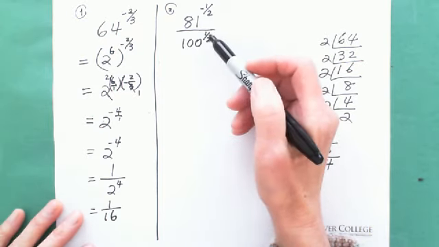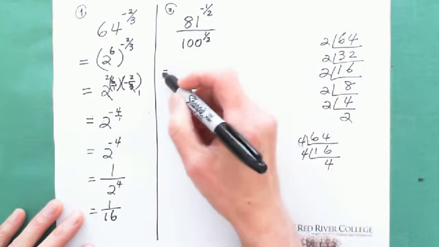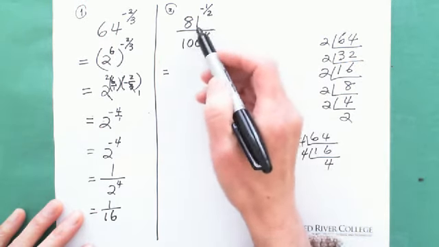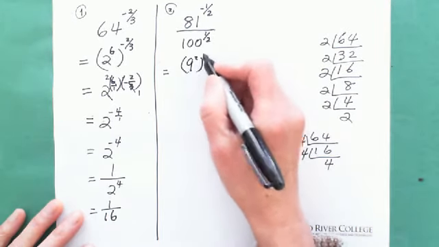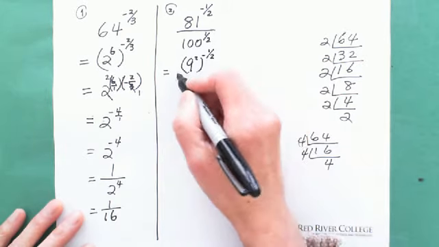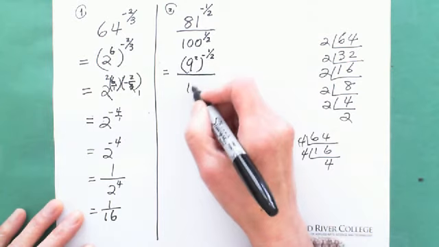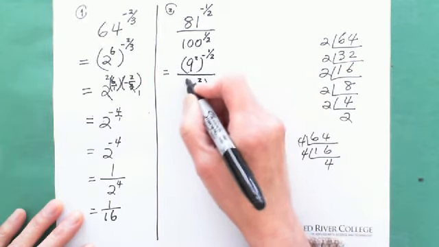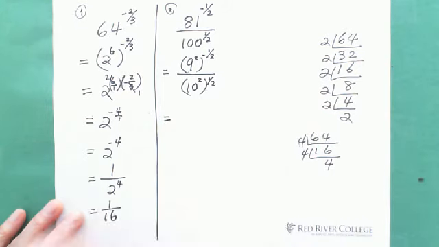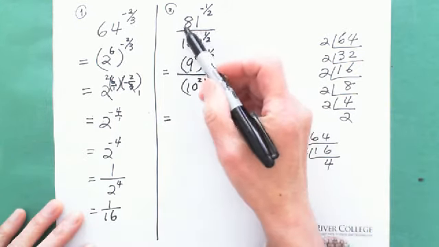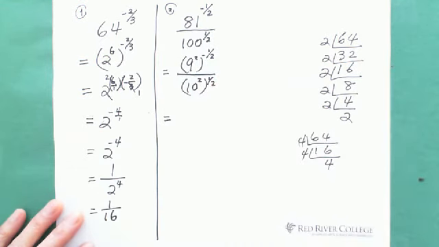So in this case, we just leave the negative on the top, and we factor 81 because 81 is 9 squared. So it's 9 squared to the negative 1 over 2 exponent. At the same time, we can simplify the bottom. 100 is 10 squared to the 1 over 2 exponent. So always try to factor the base to match the denominator.